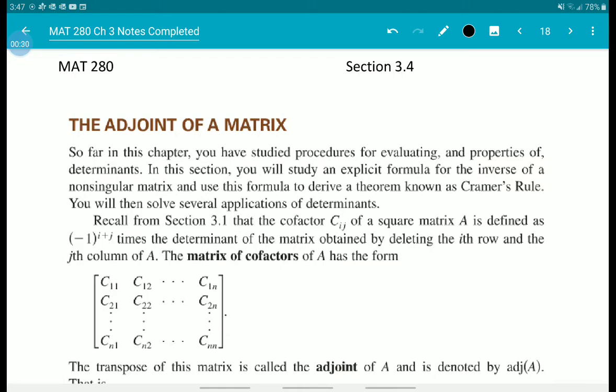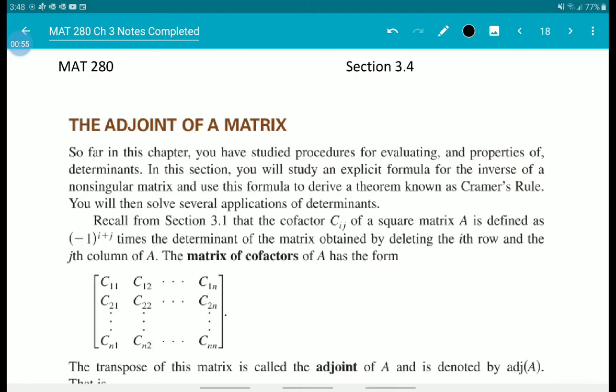And we're going to see two applications. We're going to see one about another way to find the inverse of a matrix. And then we're going to talk about Cramer's rule, which is a way to solve a system of equations. And that's actually going to be vital if you take differential equations next semester. Cramer's rule will come back up.